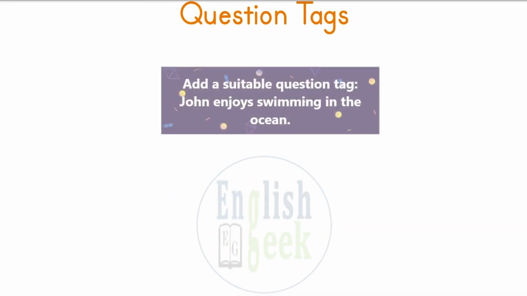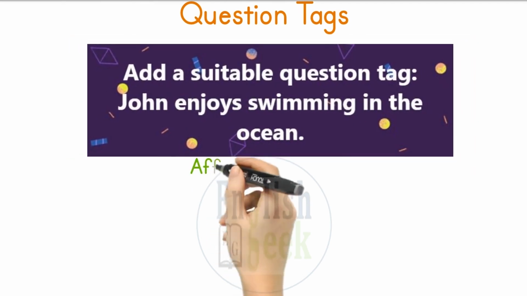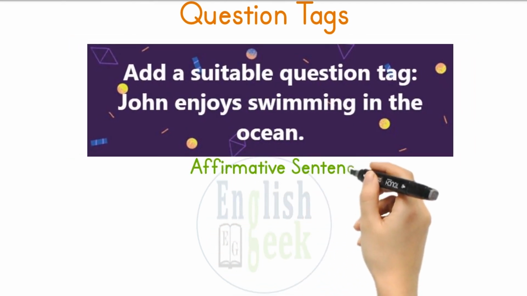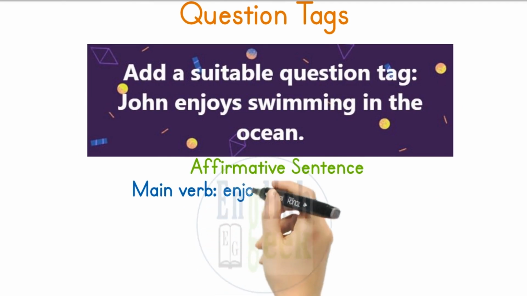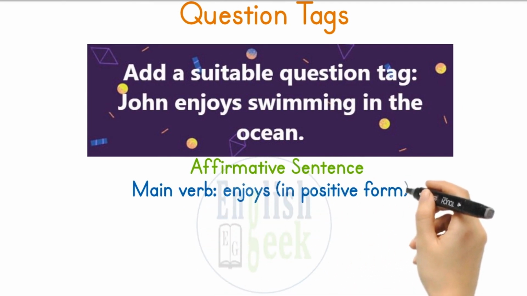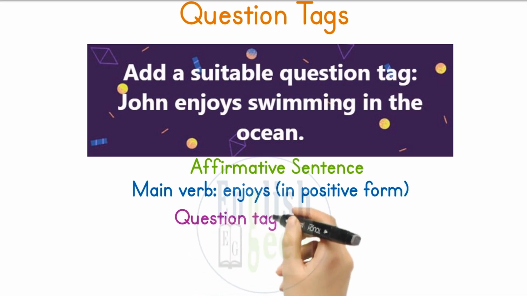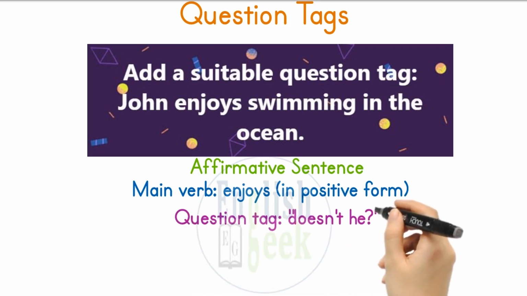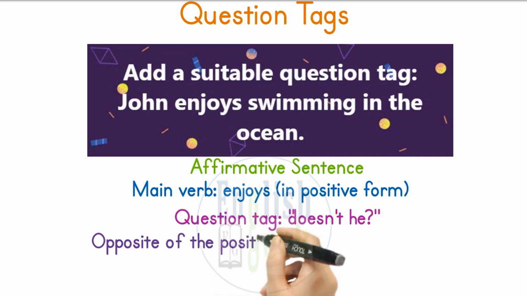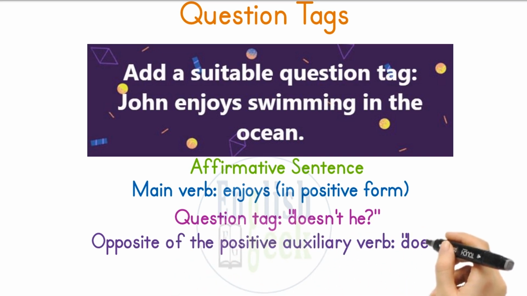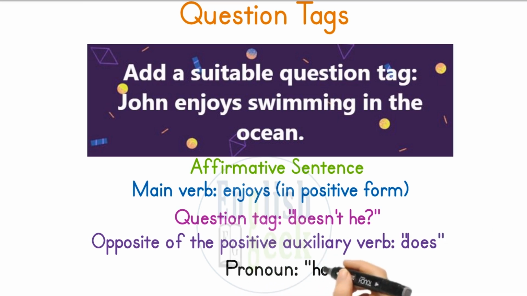The given sentence, "John enjoys swimming in the ocean," is an affirmative sentence. Here, the main verb is enjoys in its positive form. The question tag, "Doesn't he?" is formed by taking the opposite of the positive auxiliary verb, does, and adding the pronoun he.